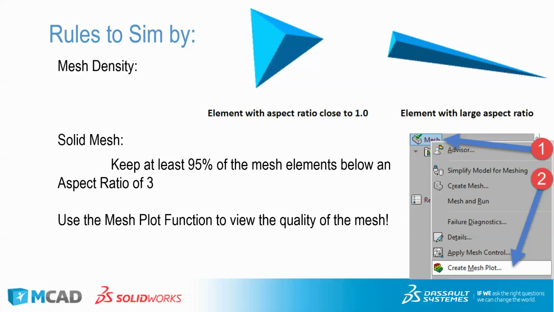So another thing that will happen when we're meshing and our mesh is too coarse, all right, is we can get elements that are very squished like this, or what we call a large aspect ratio, because it's trying to get up in a corner and define the shape of the model. But this means that we're going to lose a lot of accuracy. So one thing we can do here is right-click on our mesh and create a mesh plot to show us the aspect ratios of the mesh that we've created. And what we'd like to do is try and keep that ratio below 3, at least 95% of the model.